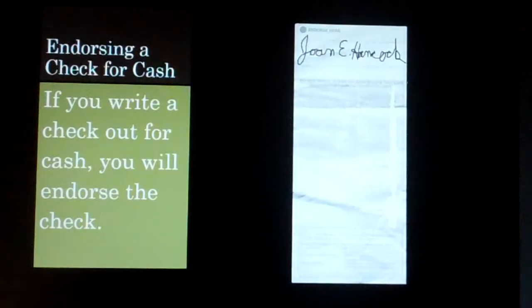Endorsing a check for cash. If you write a check out for cash, you will endorse the check. So Joan Hancock signs the back.